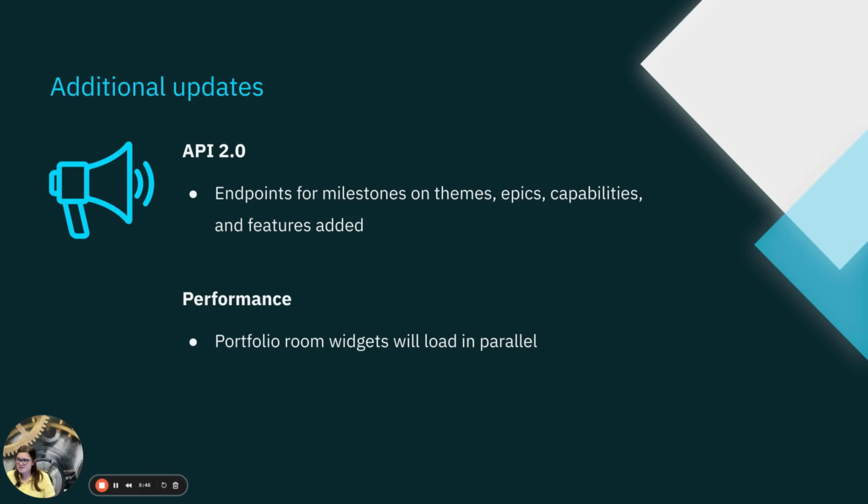A couple more updates, starting with the API 2.0. Atlassian has added API endpoints for the milestones, which can now be added to themes, epics, capabilities, or features. And they also continue to improve the performance of Jira Align. With this release, they announced that the widgets in the portfolio room will now load in parallel as opposed to sequentially.